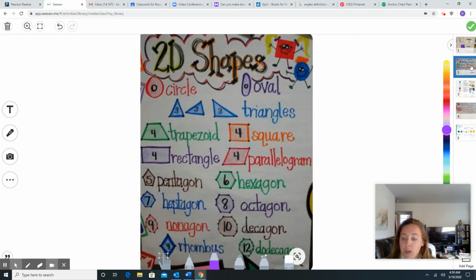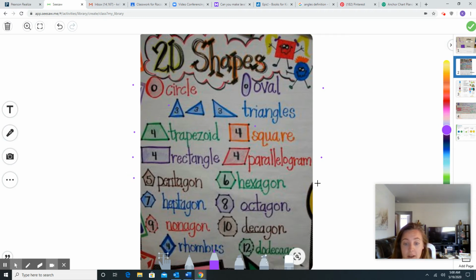The next one, we have two-dimensional shapes. When you see all these black dots at the top, that's showing you how many sides and or vertices these shapes have. I'm going to quickly run through the shapes. We have a circle. Notice there are no vertices or sides. A circle is one of those unique shapes that doesn't have any. Same with an oval. A triangle has three sides, three vertices. A trapezoid has four sides, four vertices. Square, four sides, four vertices. Rectangle, four sides, four vertices. Parallelogram, four sides, four vertices.